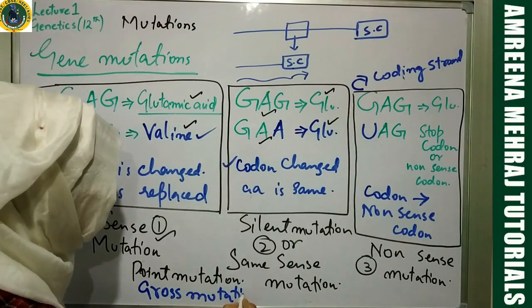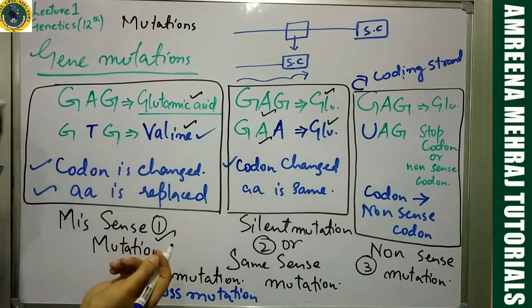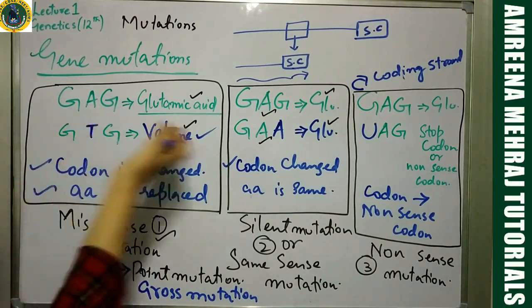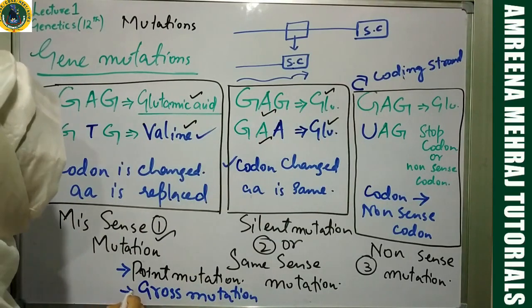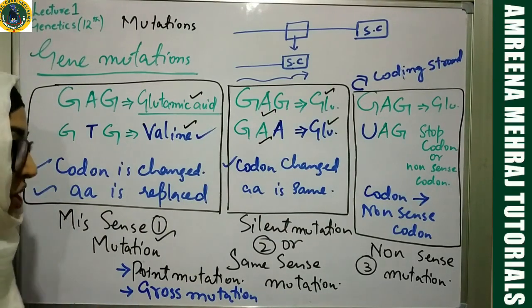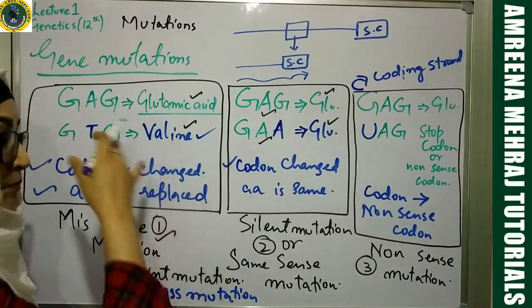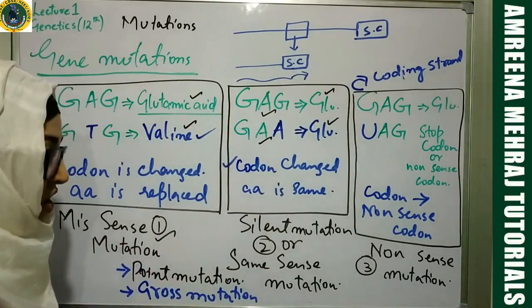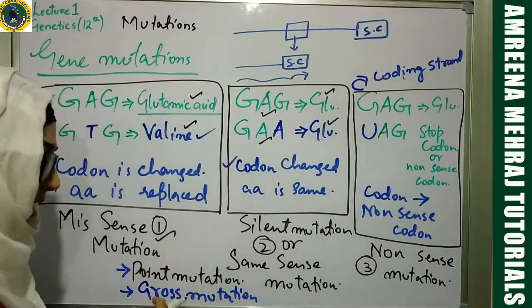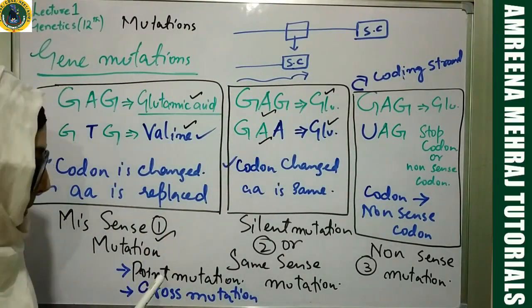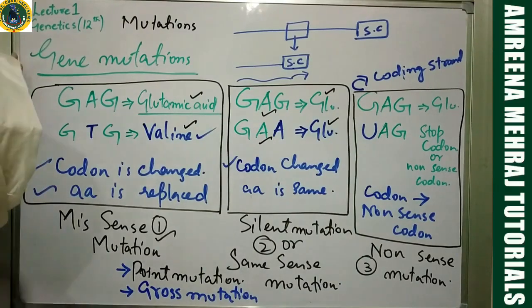Try and understand. Point mutation is where you have a change in one or two nitrogenous bases, like these cases. We have gross mutation, where you have multiple mutations happening at the same time, maybe a couple of tens or hundreds of bases changing at the same time. That case is rare, but that also happens. This was all about gene mutations.